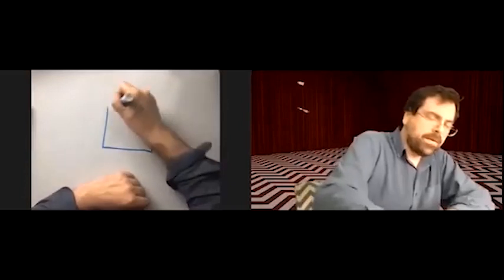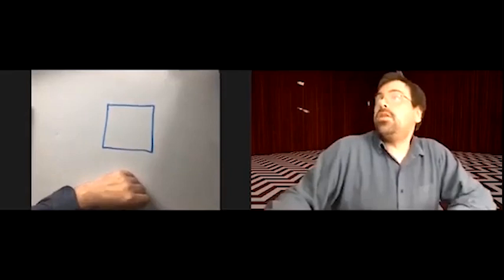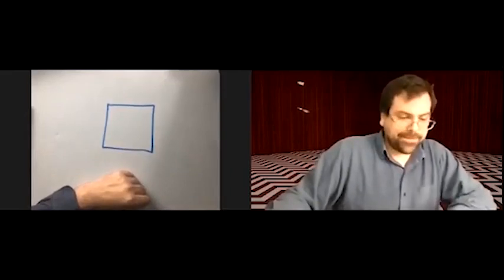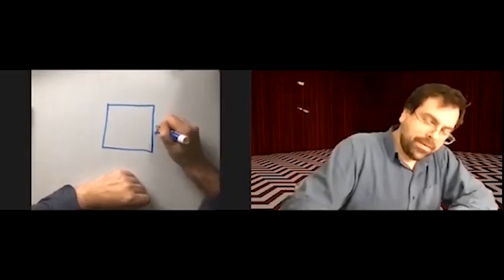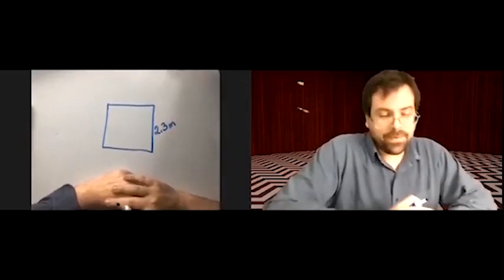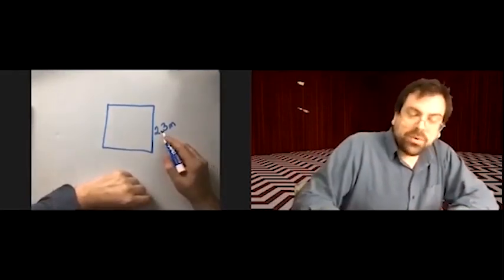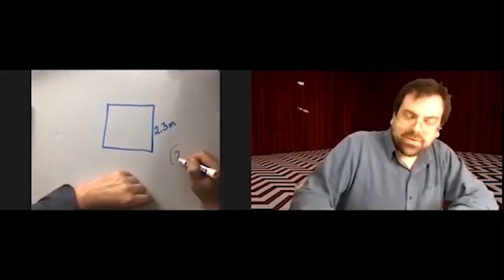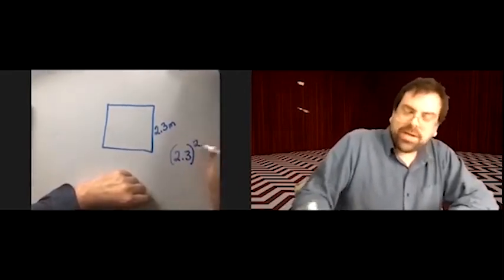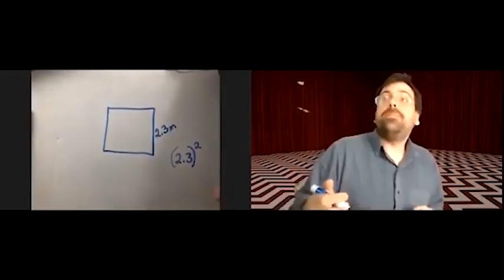So let's say we have a square, and the side of this square is 2.3 meters. What is the area of the square? So we would multiply 2.3 times 2.3 because this would be 2.3 squared. 2.3 times itself.